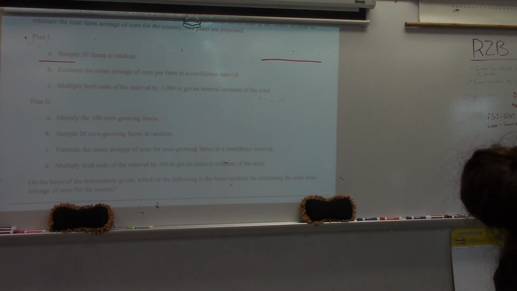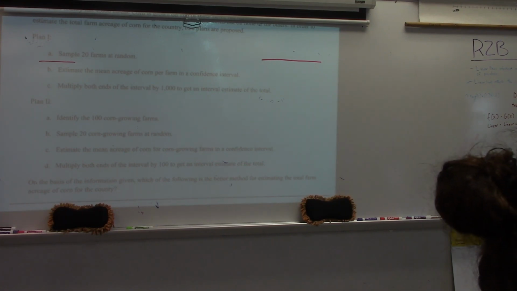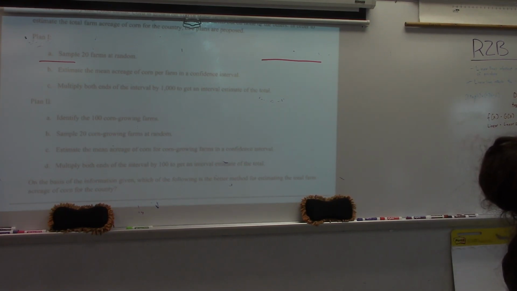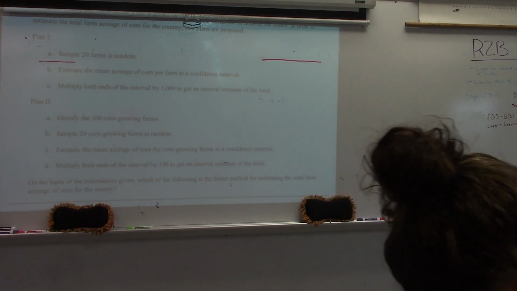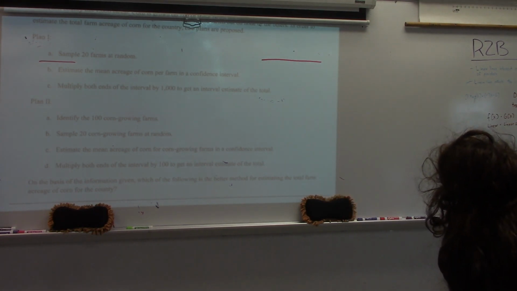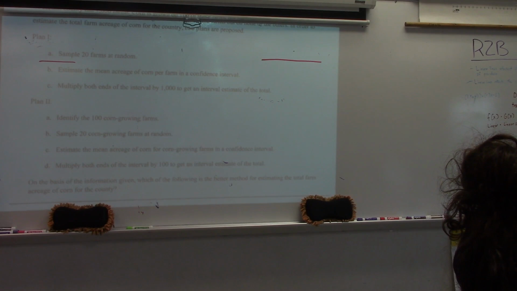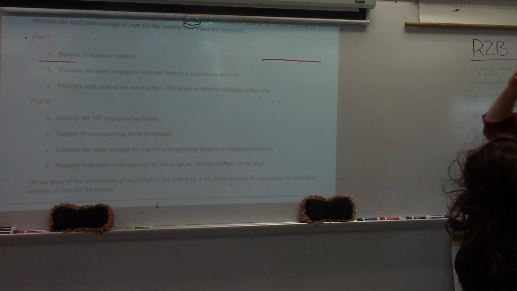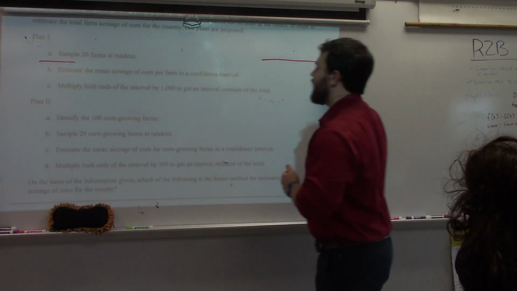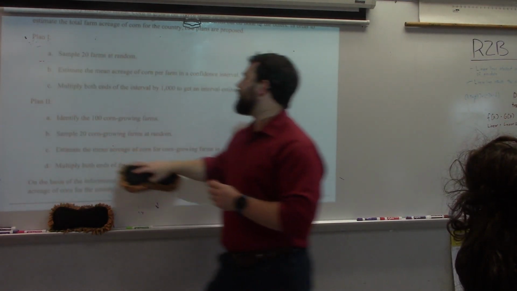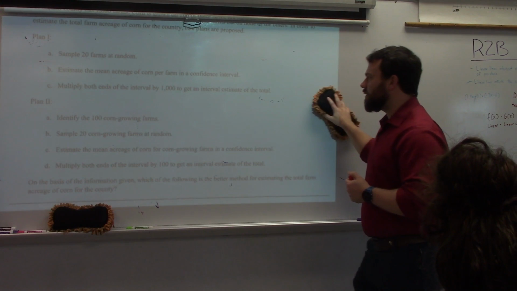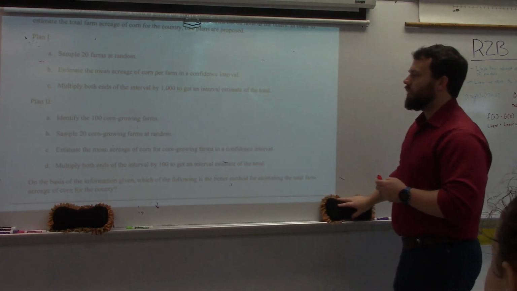Okay, number 3 here. A certain county has 1,000 farms. Corn is grown on 100 of these farms, but on none of the others. In order to estimate the total farm acreage of corn for the county, 2 plans are proposed. Plan 1: sample 20 farms at random, estimate the mean acreage of corn per farm in a confidence interval. Multiply both ends of the interval by 1,000 to get an interval estimate of the total.